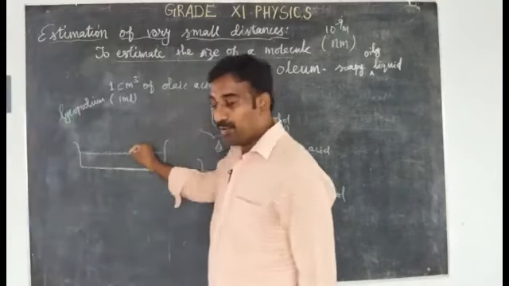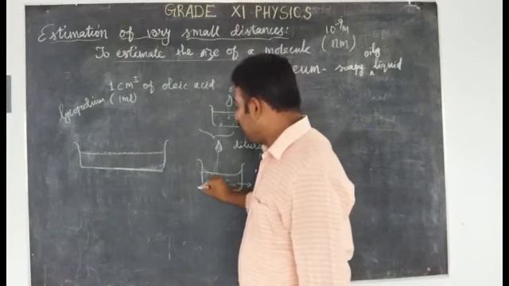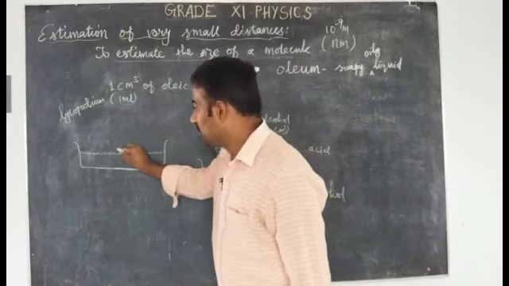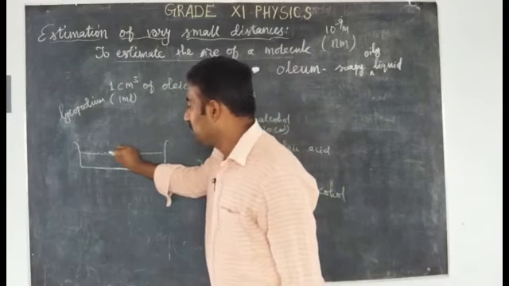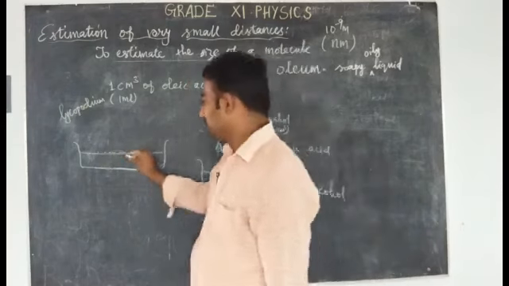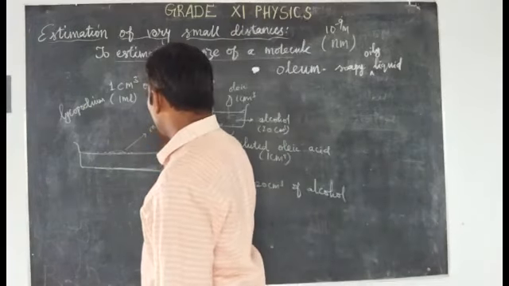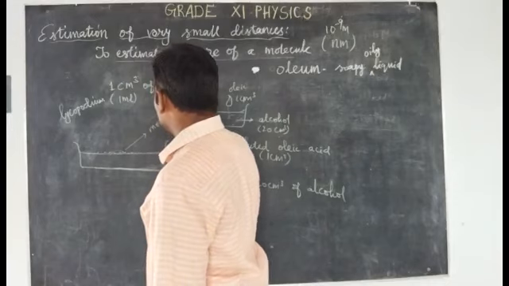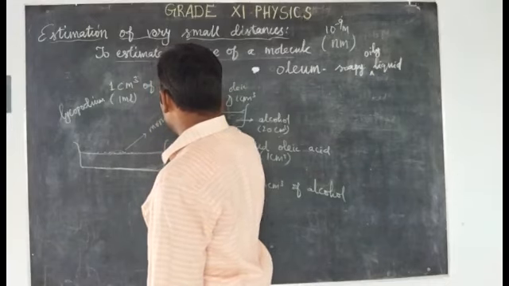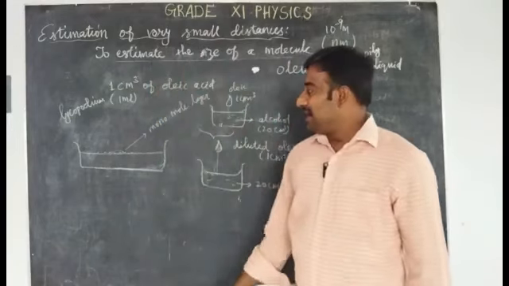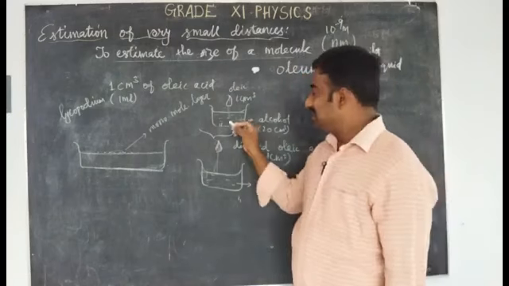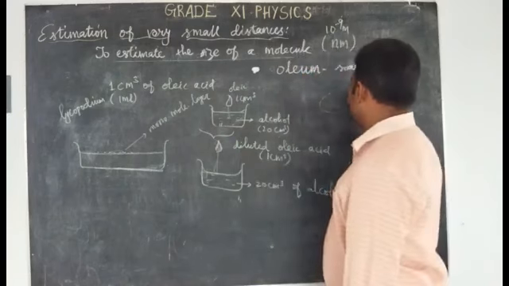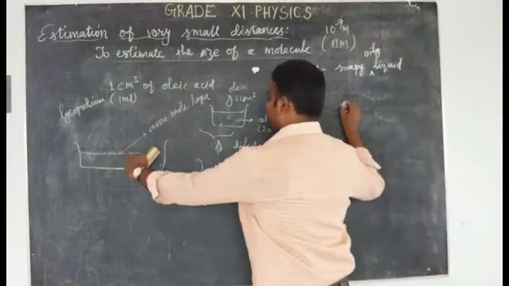After sprinkling the lycopodium powder, we take one drop from the second dilution and release it. As soon as that one drop is released, it forms a monomolecular layer. It forms a monomolecular layer. After forming the monomolecular layer, the thickness is to be estimated. So now this is the layer which forms.